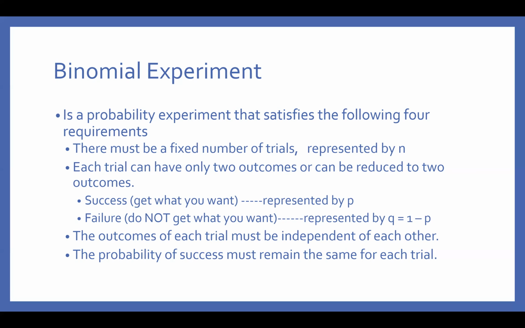The third requirement is that each trial must be independent, meaning that whether or not I get a head on the first flip doesn't affect whether I get a head on the second flip or the third flip or the fourth flip. Or if we're rolling the die, the fact that I get a 5 on the first roll doesn't affect whether I'm going to get a 5 on the second roll. Basically, the outcomes do not affect each other from trial to trial.